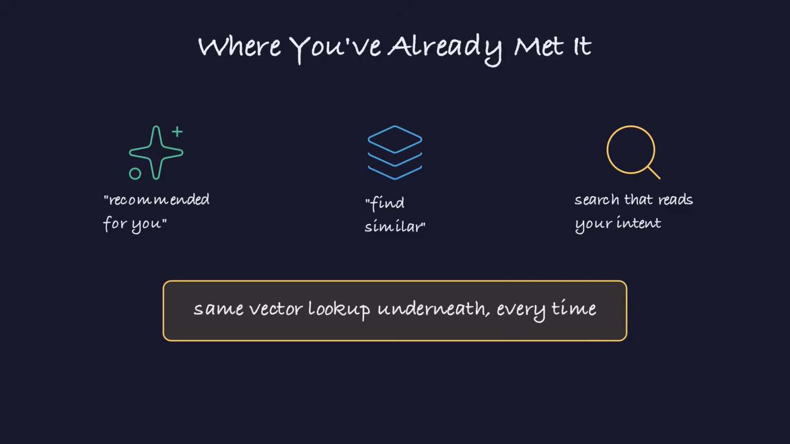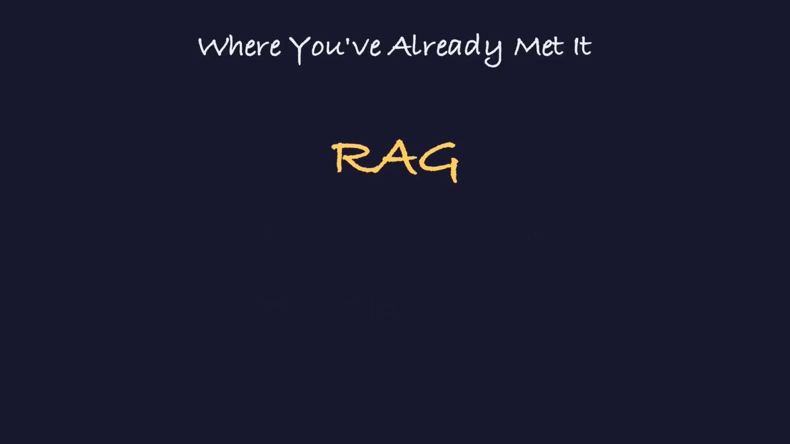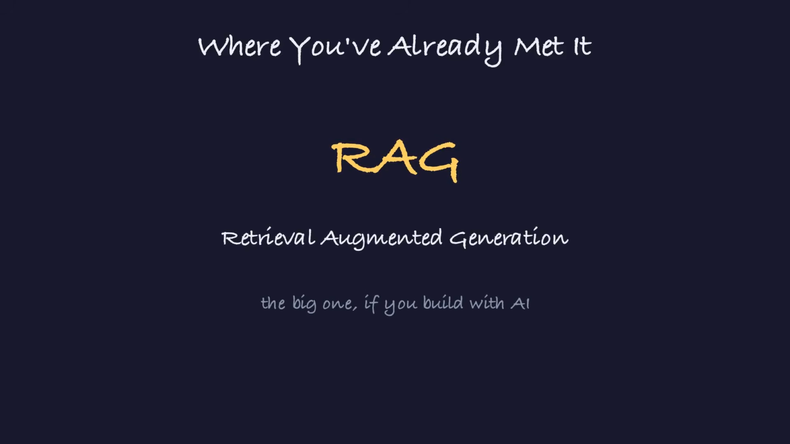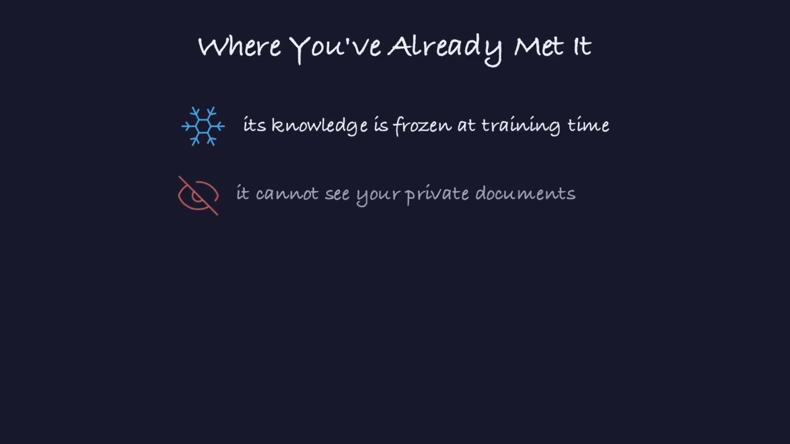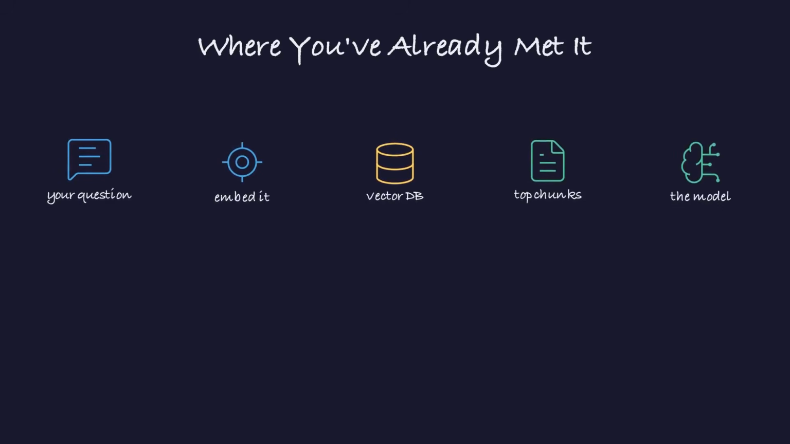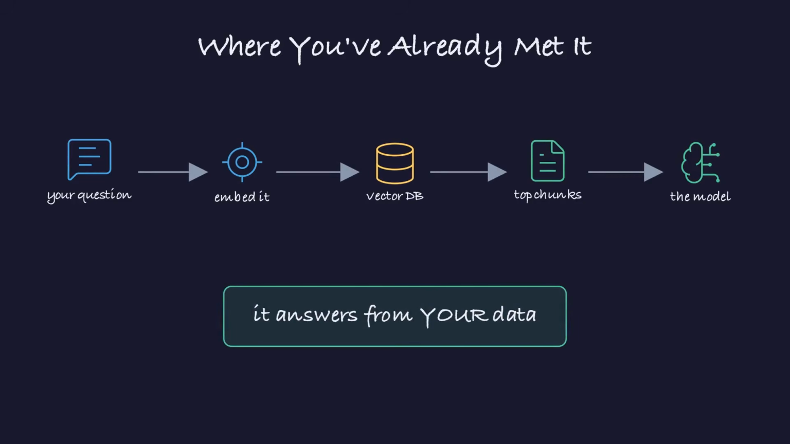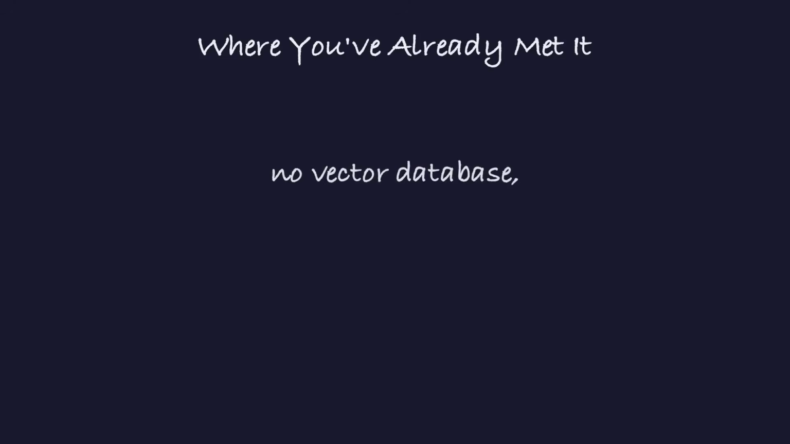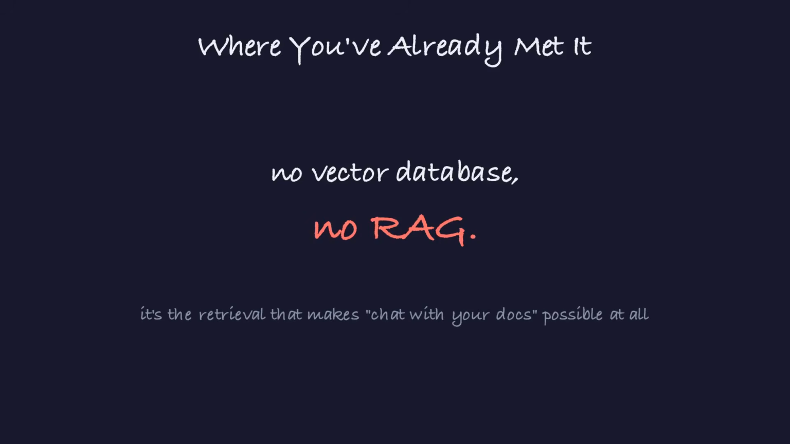But the biggest one for AI engineers is RAG, Retrieval Augmented Generation. Remember, a model's knowledge is frozen at training time, and it cannot see your private documents. RAG fixes that, and the vector database is its engine. Your question gets embedded. The vector database instantly finds the most relevant chunks of your documents. Those get handed to the model so it can answer from your data. No vector database, no RAG. It's the retrieval that makes chat with your docs possible at all.